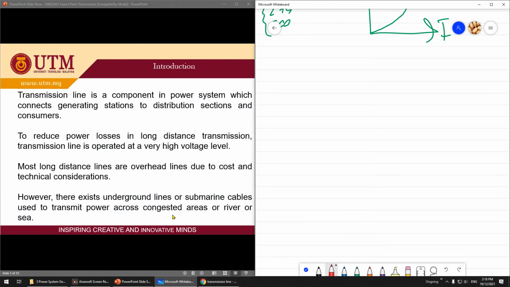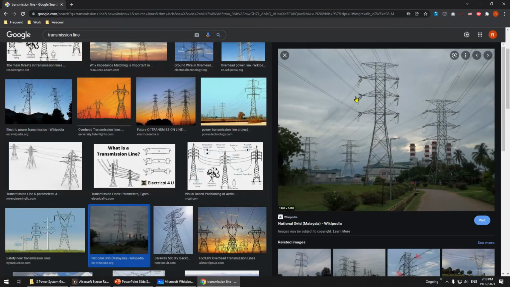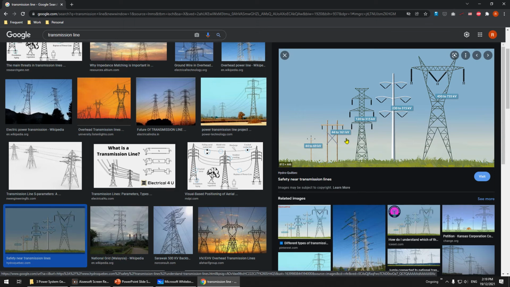The advantage of underground wire is that even though the cost is quite high, you don't have to see this. Some people don't like this. If they use underground, it is much more costly, but you don't have to see this. Another thing you need to know: the higher the voltage, the larger the tower. You can see here, larger voltage, larger tower.